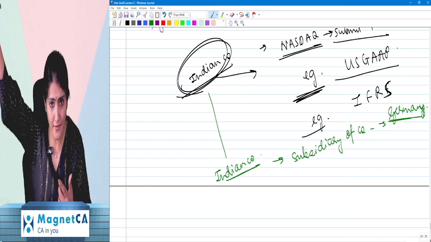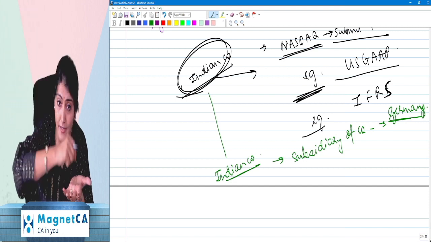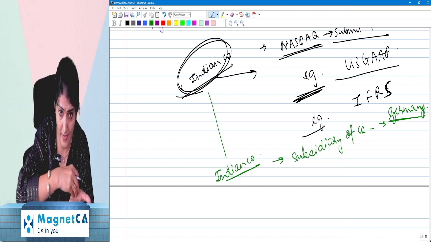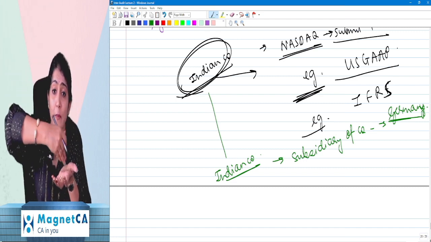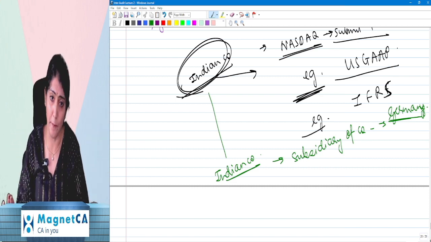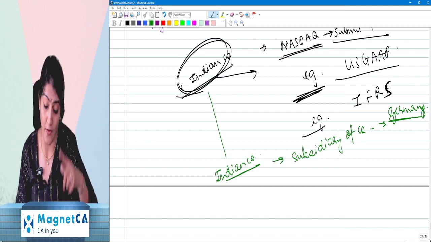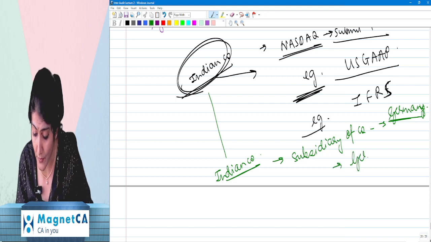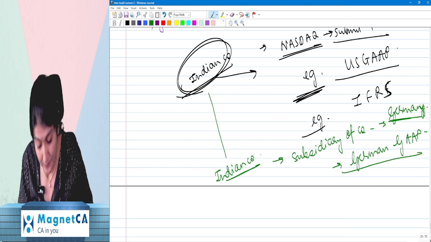Your boss is sitting in Germany. The German company is the holding company. The Indian company is the subsidiary company. Now this Indian subsidiary's financial statements will have to be sent to the German holding company. Again, you cannot send them the Ind AS financial statements. You will have to send them, say, the German GAAP financial statements.